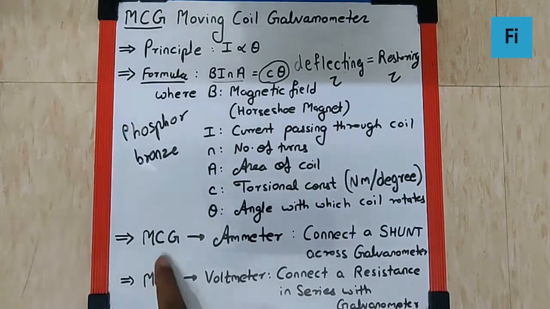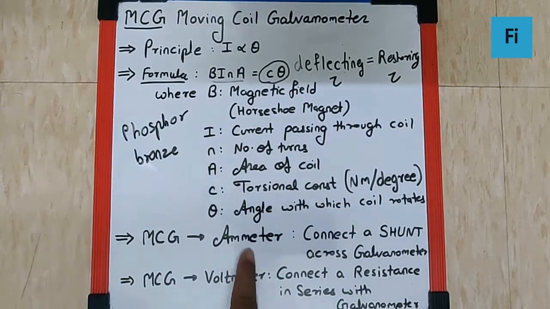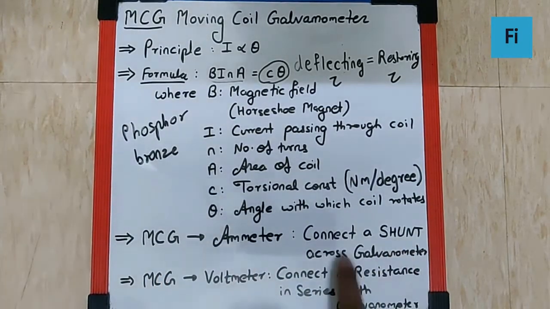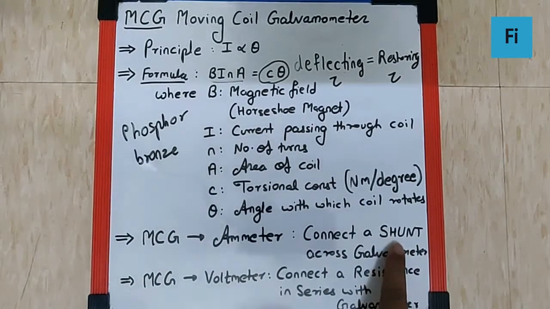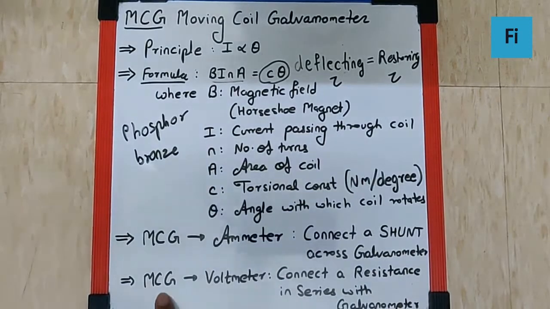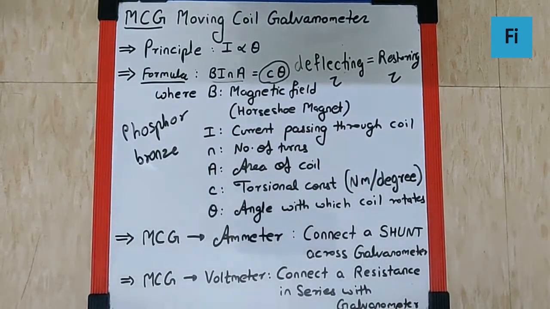Now we can convert the MCG to an ammeter by simply connecting a shunt across the galvanometer. By shunt I mean a resistance in parallel. And for MCG to voltmeter conversion, the basic fundamental to remember is to connect a resistance in series with the galvanometer. So I hope this part is clear with you.